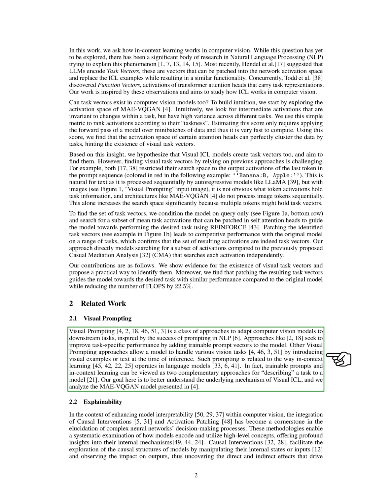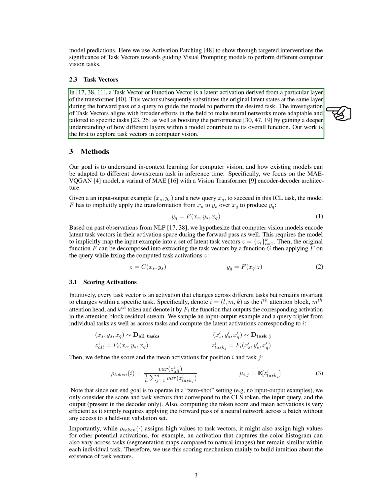Section: Task vectors. In this section, we delve into the concept of task vectors. Task vectors, also known as function vectors, are latent activations obtained from a specific layer of the transformer model. These vectors take the place of the original latent states at that layer during the forward pass of a query to guide the model in carrying out the intended task. Exploring task vectors is part of the broader effort in the field to enhance neural networks' adaptability and customization for specific tasks, ultimately improving performance by gaining a deeper insight into how different layers in a model contribute to its overall function. Our study marks the first exploration of task vectors in computer vision.